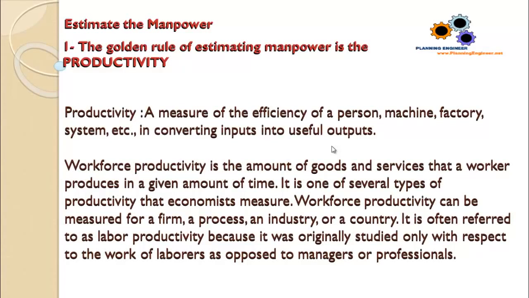The golden rule of estimating manpower is the productivity. Productivity: a measure of efficiency of a person, machine, factory, system, etc. in converting inputs to useful outputs. Another definition for workforce production is the amount of goods and services that a worker produces in a given amount of time. It is one of several types of productivity, and this is the Wikipedia definition of the productivity.